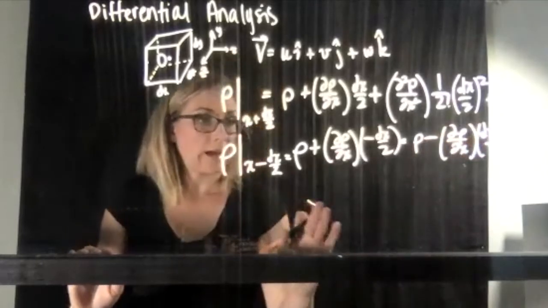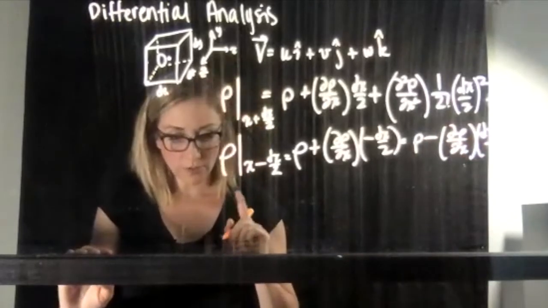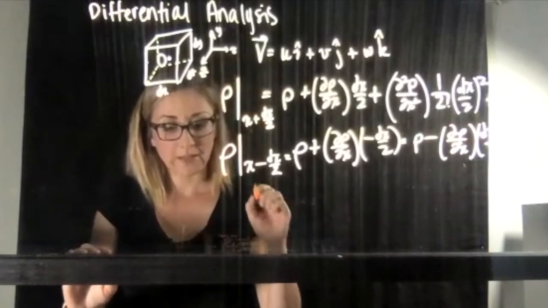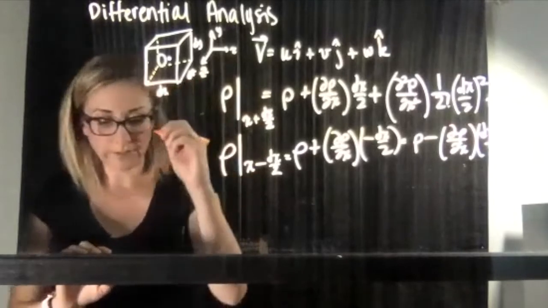Okay, and so at this point, we should recall that our conservation of mass in integral form looked like the following.